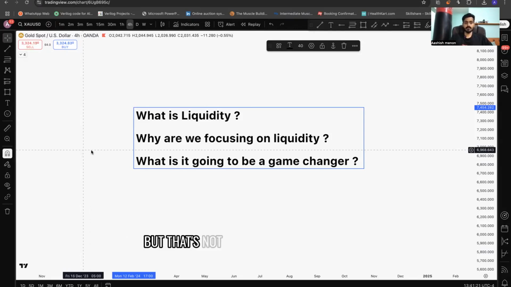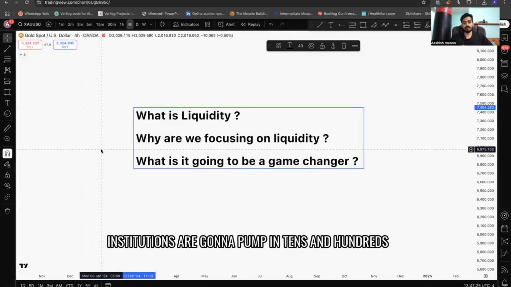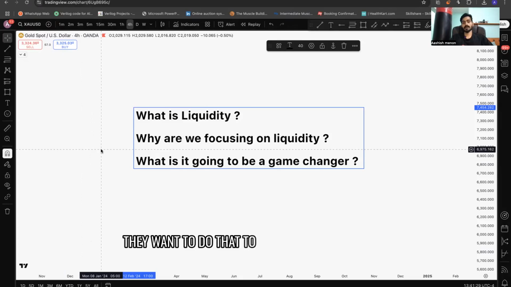But that's not the case for institutions. Institutions are going to pump tens and hundreds of millions of dollars into the market all at once, and they want to do that to capture certain moves. And they can't do that like retailers. They can't put all of those orders in one single instance. It's not going to work that way for them. They have to put it in small tranches. They have to do accumulation.